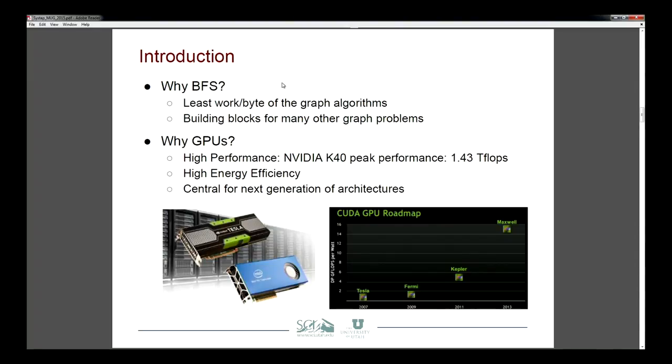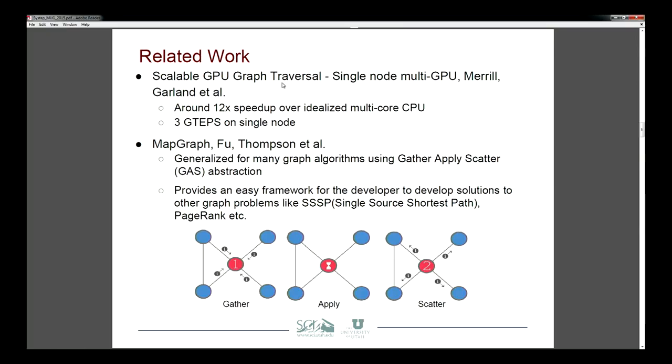So, yeah, the reasons behind why GPUs, I think we've heard several times today. They have high performance, they have good energy efficiency, they're cheaper per block. So, you see related work. There's scalable GPU graph traversal by Merrill, which is the first work-efficient BFS implementation on GPUs, and it had very good performance.